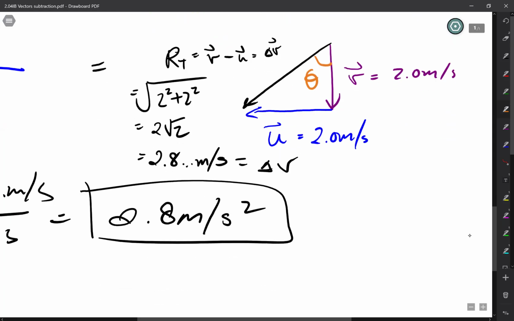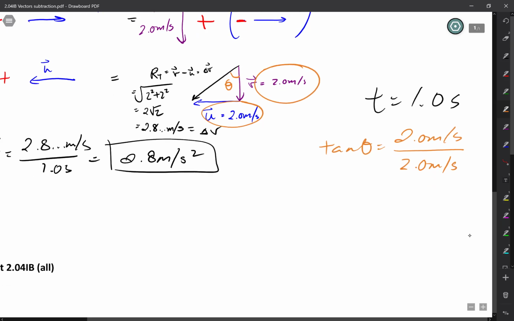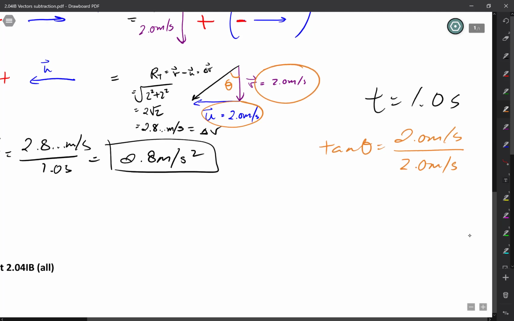We need this angle, okay? So let's figure out this angle. To figure this angle, I'm going to use tan theta equals opposite, which is 2 meters per second, over 2 meters per second, the other one. And of course, if you were super savvy, you probably would have argued that this is one of your special triangles, therefore the angle theta is 45 degrees. But if not, you go ahead and solve for your theta. This is inverse tan of 2 divided by 2, which is actually 1. This is equal to 45 degrees.